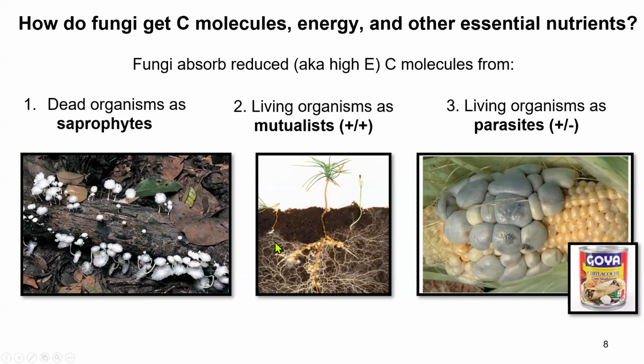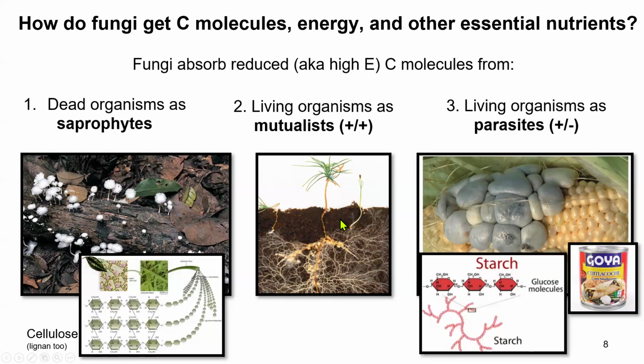So in all of these cases, whether it's a saprophyte, a mutualist, or a parasite, these fungi are feeding on complex carbon molecules that store a lot of energy. So in this case, they're often eating cellulose and lignin, which are complex carbohydrates or polysaccharides. Same deal with the huitlacoche. It's feeding on starches, which are another example of a bunch of glucose molecules stuck together to make these large, complex polysaccharides or carbohydrates.